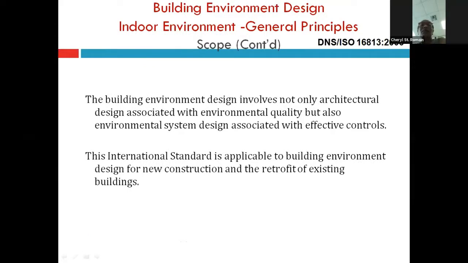The building environment design involves not only architectural design associated with environmental quality, but also environmental system design associated with effective controls. This international standard is applicable to the building environment design for new construction and also, and more importantly, the retrofit of existing buildings.